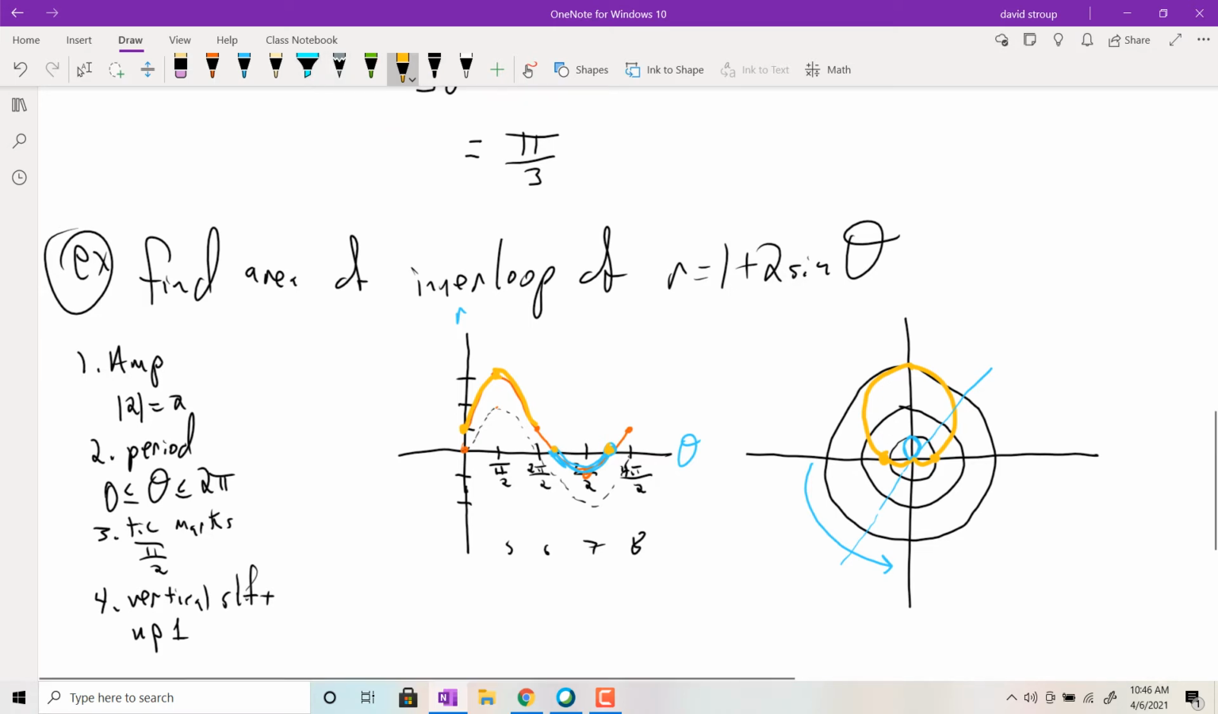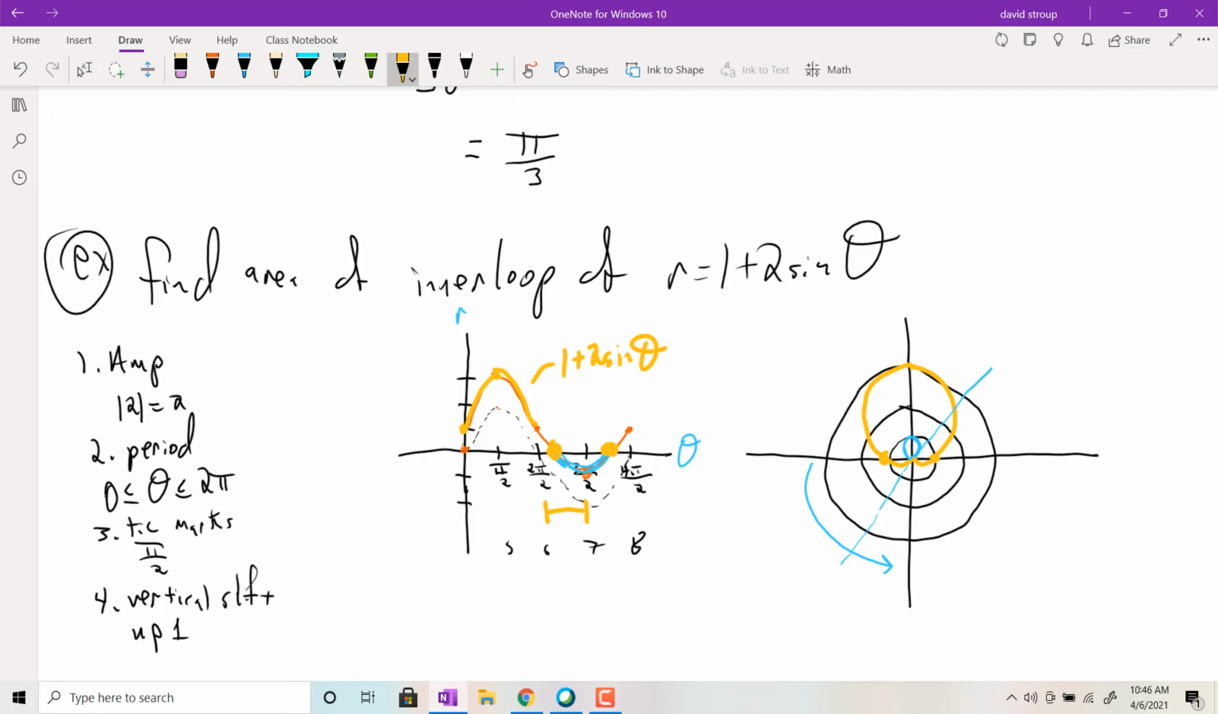So I need somehow to figure out what those points are. I know it's going to happen in between, here and here somewhere. I just need to figure out what those points are, basically this point and this point. So how do you figure out those points? Well, look at the graph. The graph is a graph of 1 plus 2 sine of theta. What does that thing equal at those 2 points? Well, it equals 0, right?